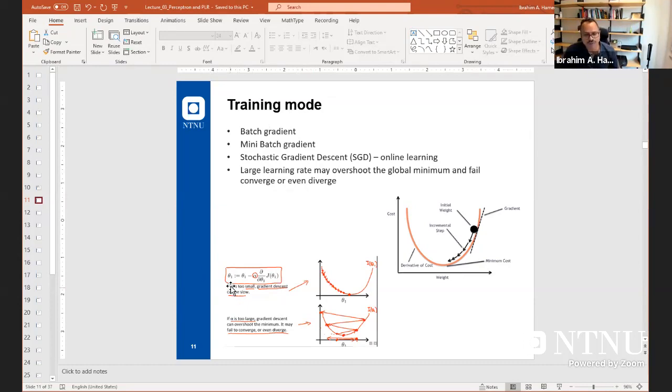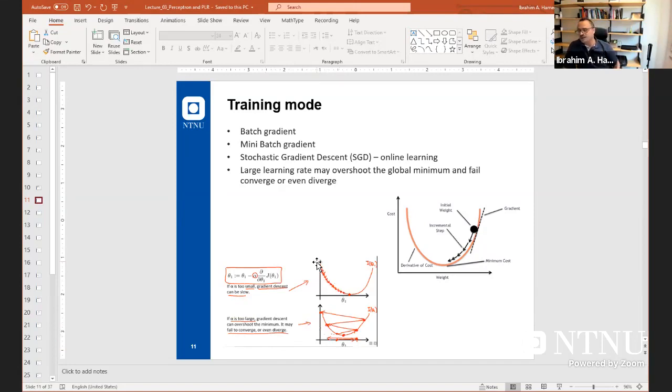So the formula is omega equals omega minus learning rate multiplied by the gradient. If the learning rate is too small, the gradient descent can be very slow, correct? And when it's too large, the gradient descent can overshoot the minimum, and it may fail to converge or even diverge.